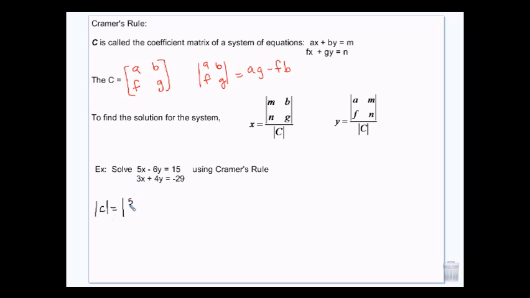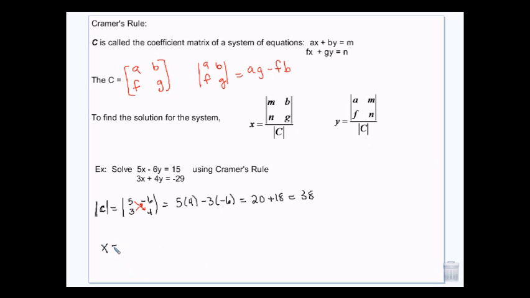Okay, so that's 5 over 3, -6 over 4. So that's 5 times 4 minus 3 times -6. So that's 20 plus 18, so that is 38. To find C, you do the x's and the y's, and then you find the determinant. So you do 5 times 4 and 3 times -6, and you subtract them. So that gave me 38. That is now the denominator when I try to solve for x and y.